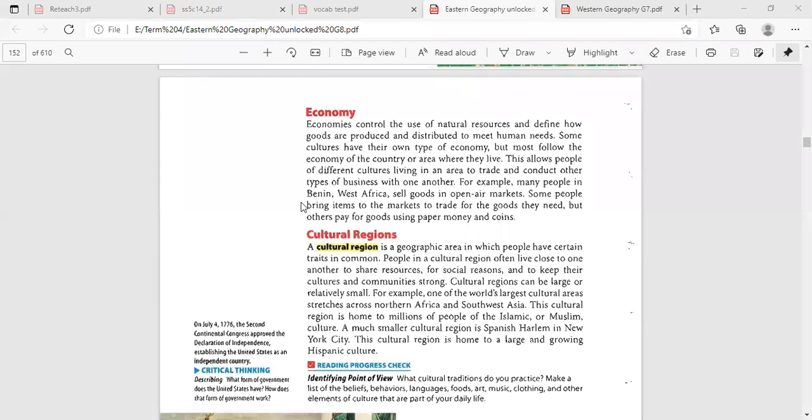So again, what's the definition of a culture region? Who can tell me? Reem Gouda? It's a geographic area in which people have certain traits in common. All right, so people in a culture region often live close to one another. Why do they live near one another? Aysel, why do people in a culture region live close to one another?